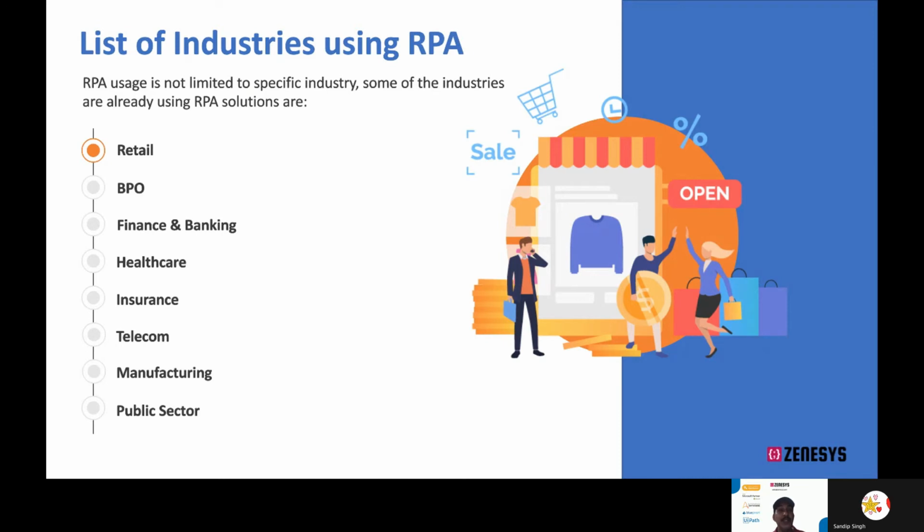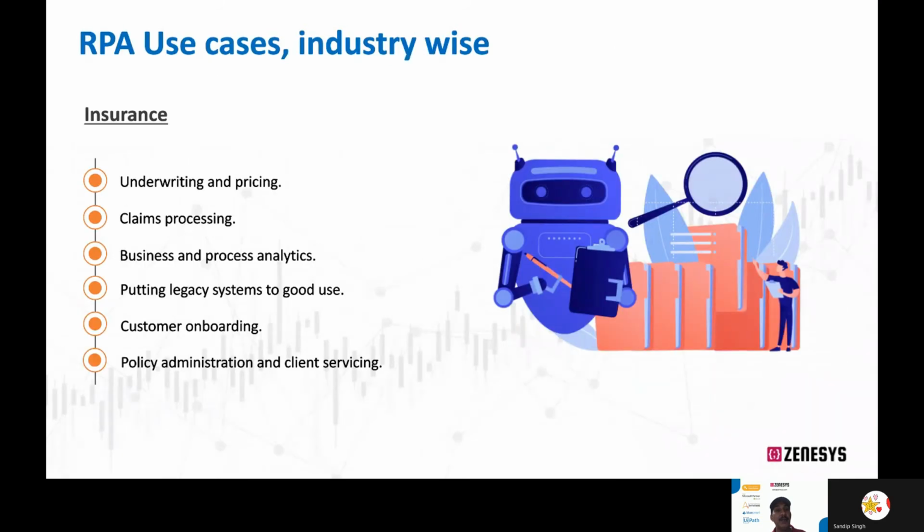And if we talk about industries that are using RPA applications, we have retail, BPO, finance and banking, healthcare, insurance, telecom, manufacturing, public sector. These are the major industries that have already started using RPA applications on their side. And let's move forward. I have got something interesting for you in terms of use cases that I have pulled for some of the verticals here. Let me move forward and talk about the insurance industry.